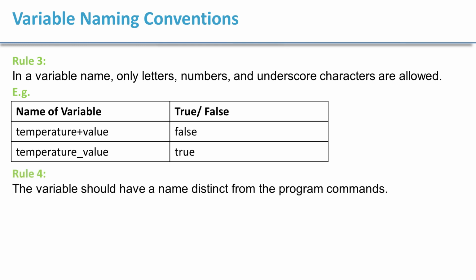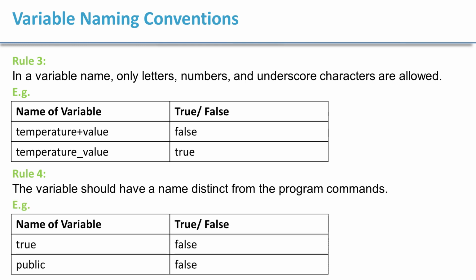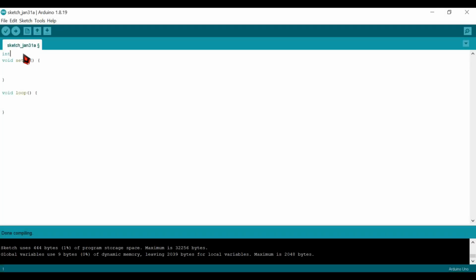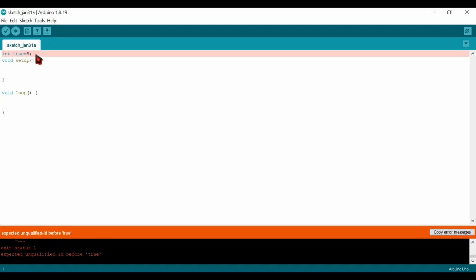Rule 4, the variable should have a name distinct from the program commands. For instance, true is one of the possible values for a Boolean variable, or public is a program command. We cannot use them as variable names. We can also put this into action in the application. Let's say integer true equals 5. We will encounter an error.